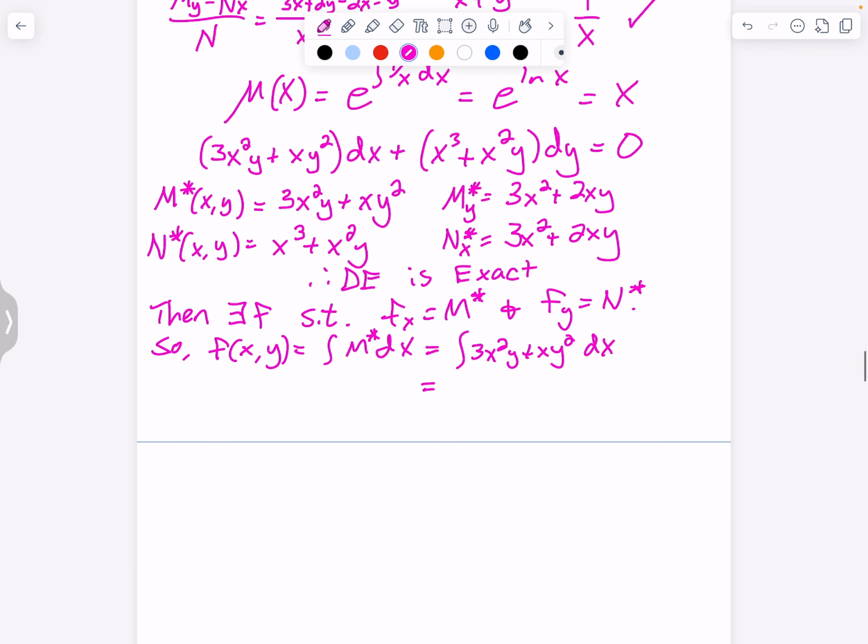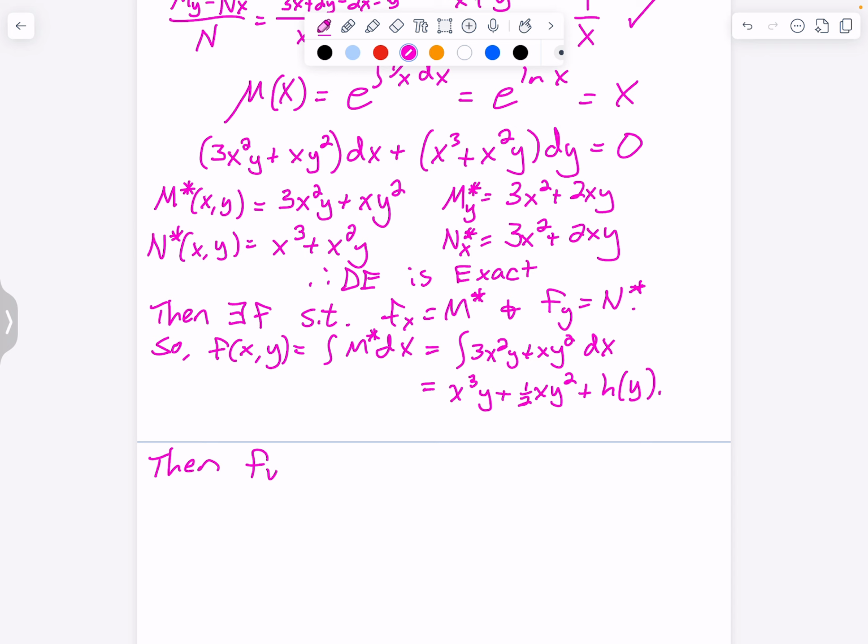If you haven't picked it up, I could have picked N star and done dy. I just stay consistent, it helps me make fewer mistakes. So this is x cubed y. Up by 1, divide by the new one. Same thing here. And I get 1/2 xy squared. And then this is plus h of y. That's our calculated f.